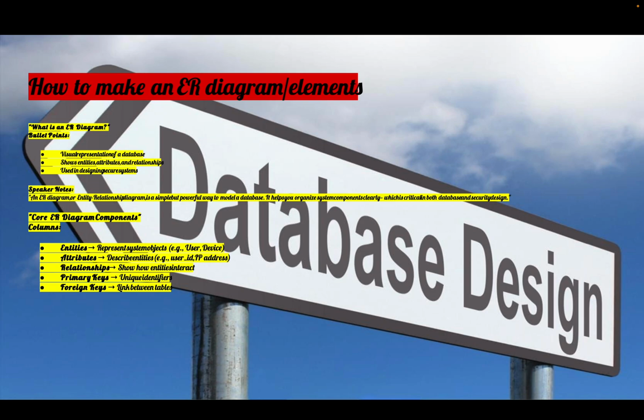Relationships show how the entities interact. Primary keys: a primary key is basically a unique identifier. Foreign keys are usually links between tables. So entities are the main objects, attributes describe them, and primary and foreign keys link them and identify the data.